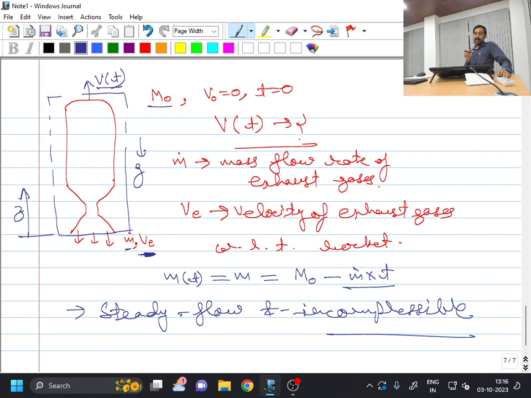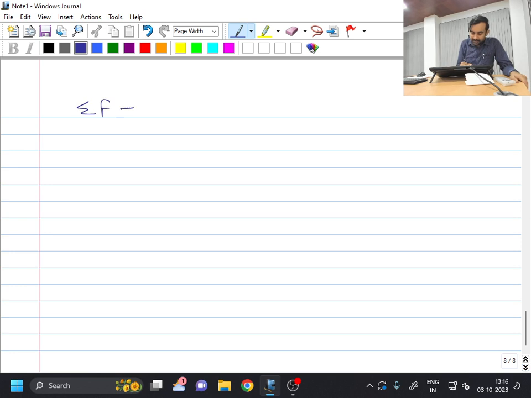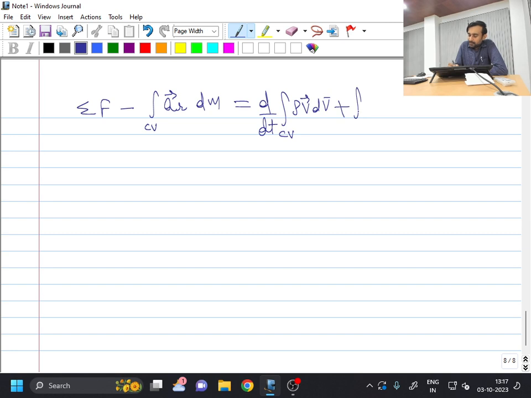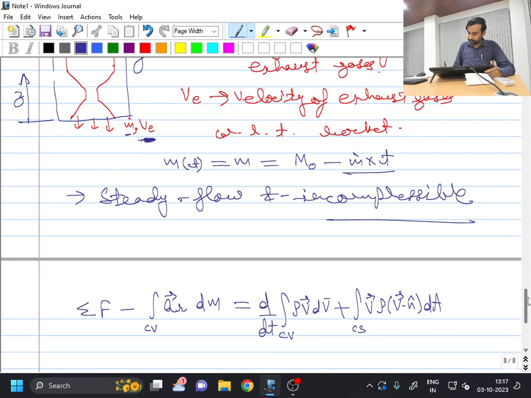It means that whenever I apply the force balance or the RTT for a control volume to write down Newton's second law of motion, I have to write it for a non-inertial frame of reference. So if I write the sum of forces minus the integral over the control volume of the vector a_r times rho dV, that will be equal to d by dt of the integral over the control volume of rho v vector dV plus the integral over the control surface of v vector rho v vector dot n cap dA. So this is the equation.